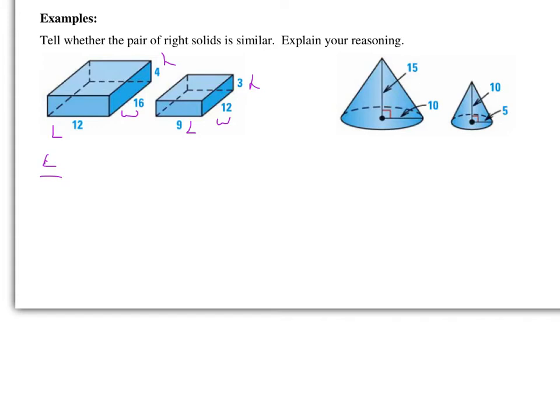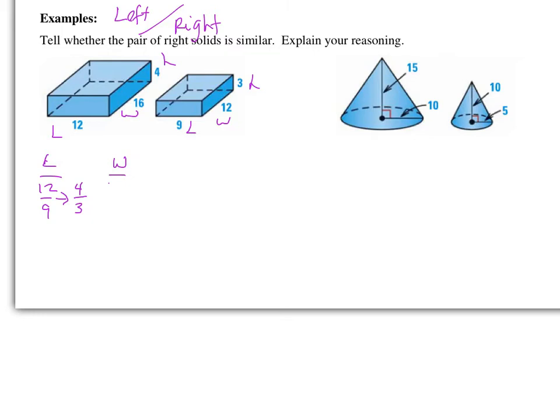So my length will go first. I'm going to do 12 over 9, so just left over right is how I'm going to do it. And that's usually how I do mine. So if I reduce that, 3 goes into both of those, so that'd be 4 over 3.